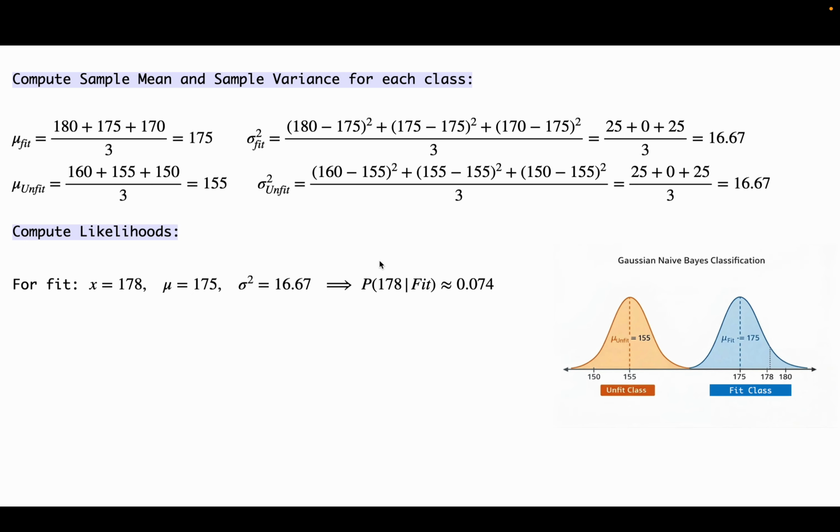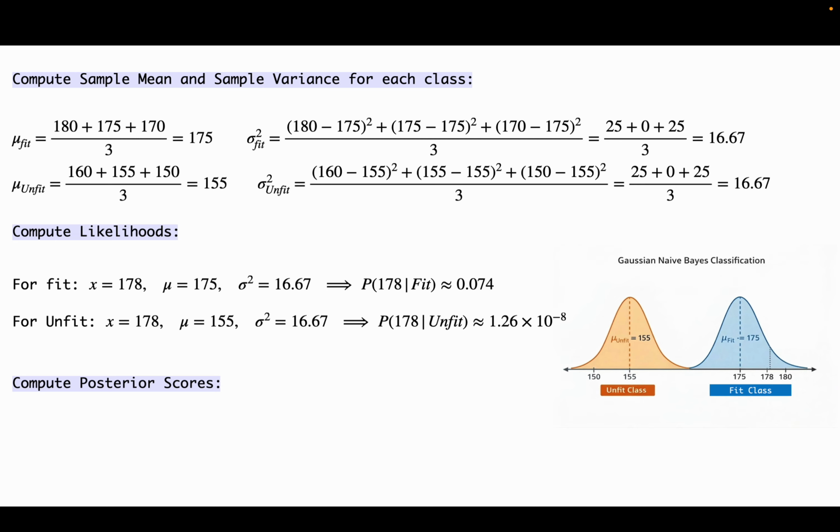This likelihood probability is a Gaussian distribution, and using the Gaussian tables, we can compute the value, which would be 0.074. In the same way, when we compute for the unfit class with a mean of 155 and variance of 16.67, we get a very low probability. By this itself, we could say that the fit class has more probability, but we know how to classify. So we compute the product of the priors and the likelihood function to get the posterior probability.